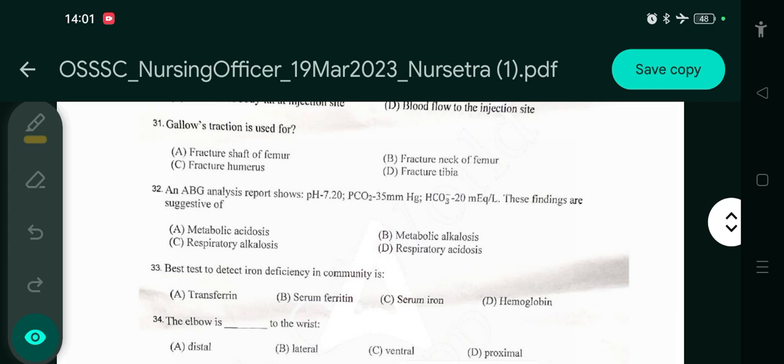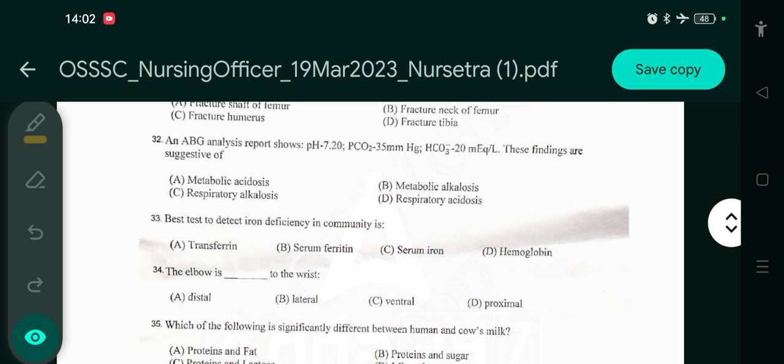Gallows traction is used for: option A, fracture of shaft of femur; option B, fracture neck of femur; option C, fracture humerus; option D, fracture tibia. Here the correct answer is option A, because gallows traction is usually used in children under 2 years if the child has a fracture of the shaft of femur. For the other options, a fracture of the neck of femur needs surgery only, and for fracture of humerus and fracture of tibia we need other tractions. So here option A is correct.